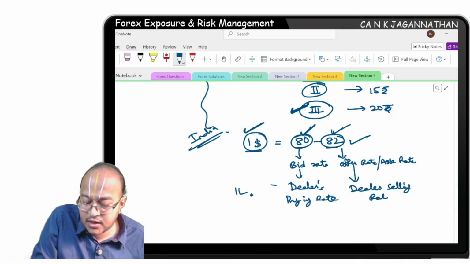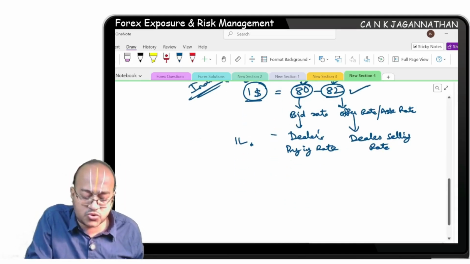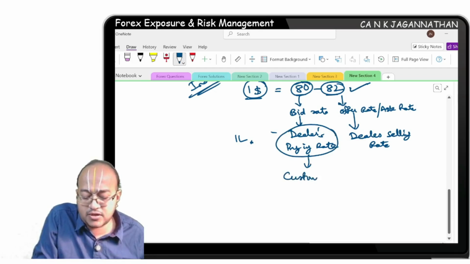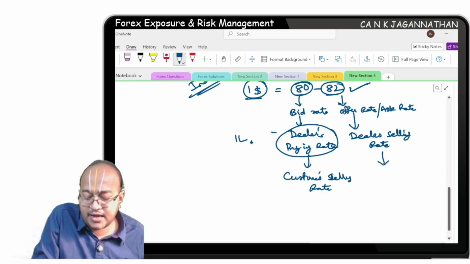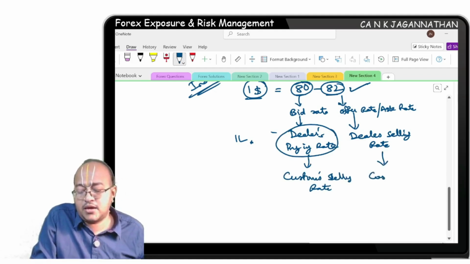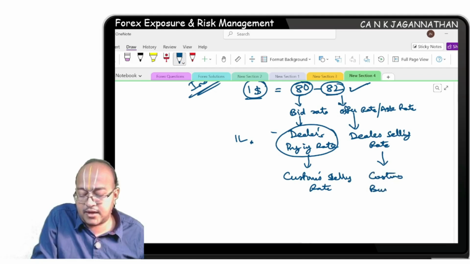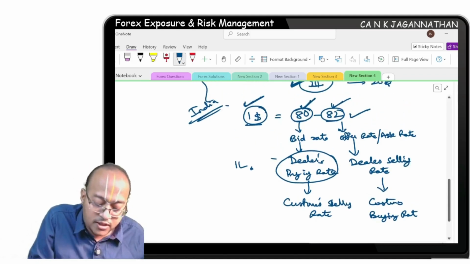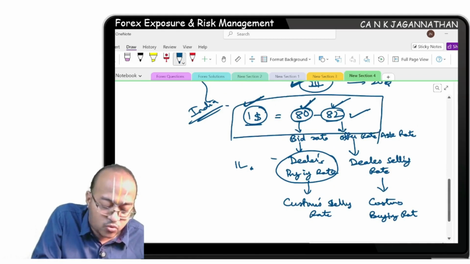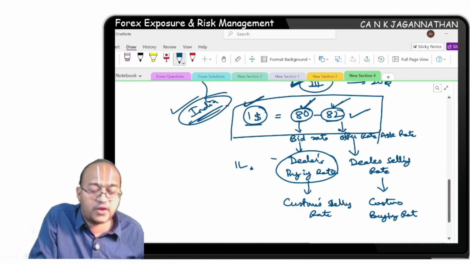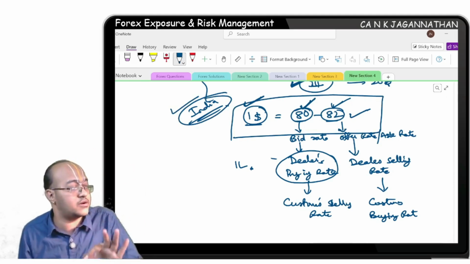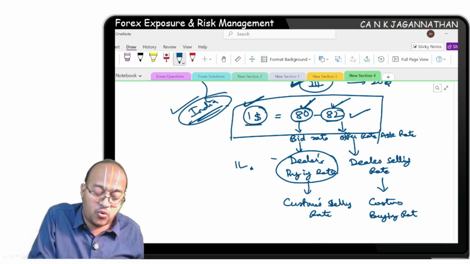Are you listening? Now, this can also be understood like this. The dealer's buying rate will become the customer's selling rate, and the dealer's selling rate will be the customer's buying rate. Okay? Are you all understanding? Provided all this is true, provided the quote in India is for a foreign currency, which means the quote is a direct quote. If the quote is a direct quote, this will hold good.